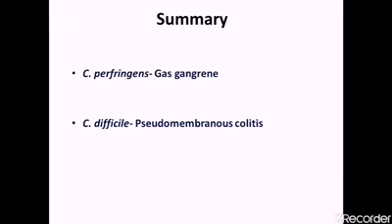Summary: Gas gangrene is produced by Clostridium perfringens, and there are also certain other Clostridia which can produce gas gangrene. Clostridium difficile is the most common cause of antibiotic-associated colitis and is typically hospital acquired.